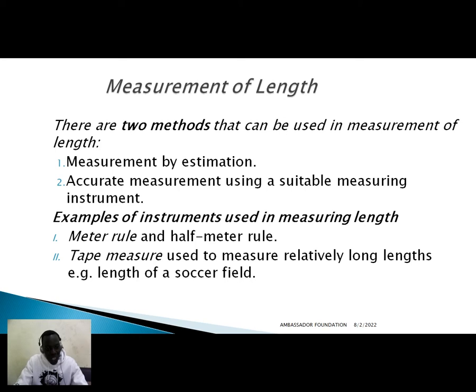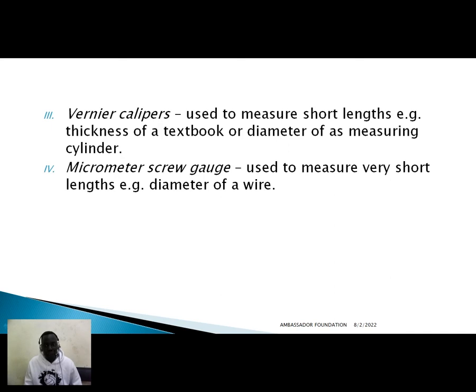But we have the one where we use instruments to measure length. We call it the accurate measurement. We have 4 of them. We have a meter rule and a half meter rule, which we are going to discuss in this topic today. We also have tape measures, and we have 3 types of tape measures. Tape measures are used especially when you want to measure a very long distance. We also have vernier calipers, which can be used to measure a short length, for example, the thickness of your hand bump, the thickness of your textbook, the thickness of a meter rule.